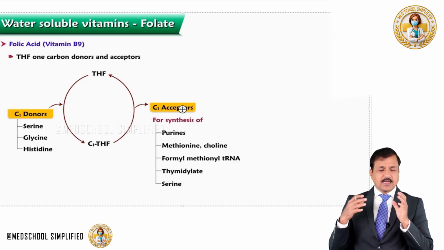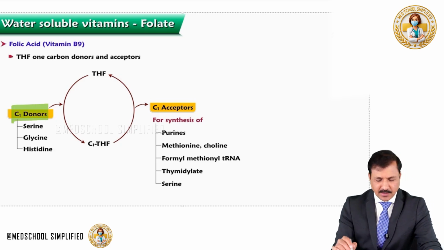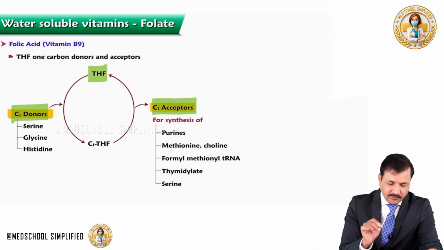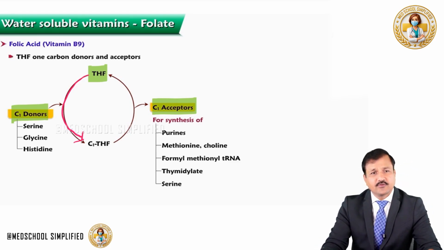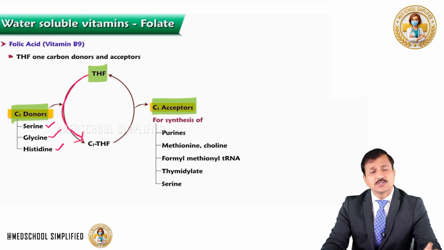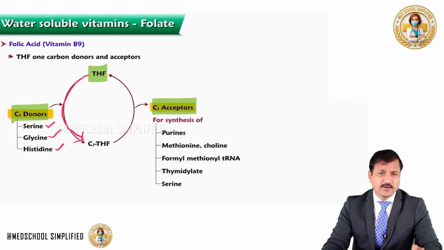So basically the carbon 1 donors are shown on the left side of this figure, and the C1 acceptors, 1 carbon acceptors, on the right side of the figure. As you see here, the tetrahydrofolate is converted into a 1 carbon derivative of tetrahydrofolate, and the 1 carbon donors here can be the amino acids serine, glycine, histidine. Those are all 1 carbon donors to make tetrahydrofolate into a 1 carbon derivative of tetrahydrofolate.